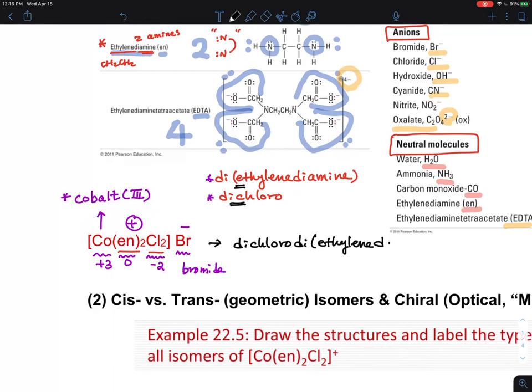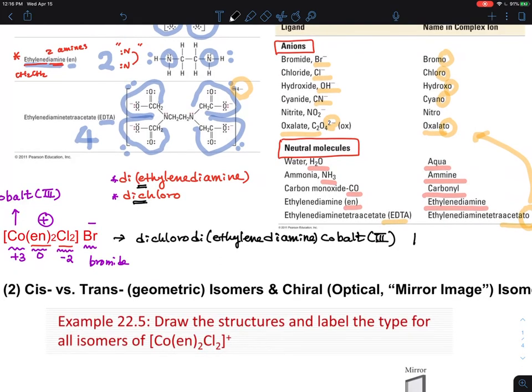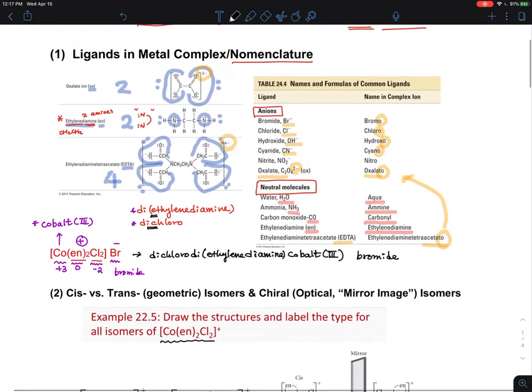ethylenediamine, cobalt(III). Okay, so it came a long way, and then you put a space there, and then bromide. And that's the full name for this compound that you see down here. Okay, so I'm going to talk about the one down here as a cobalt with two ethylenediamine and then dichloro. So this is a compound whose name is shown up there. So this is an example about nomenclature.